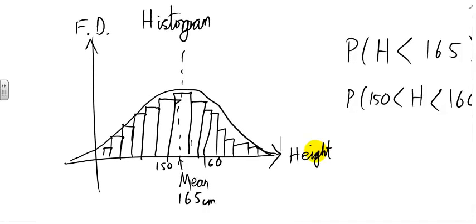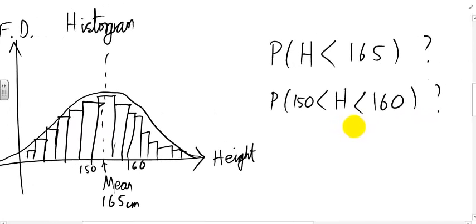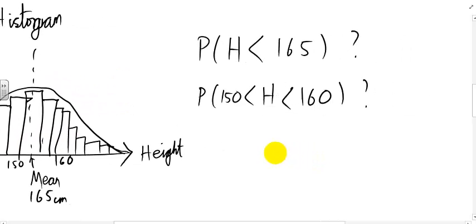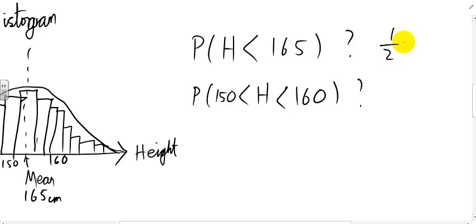And from this, not only can we work out how many people have certain heights, but also the probability. For example, if someone asked what is the probability of a random FIC student having a height less than 165? Well, from the graph we can see pretty much half the people have less than 165, so the probability will be half.